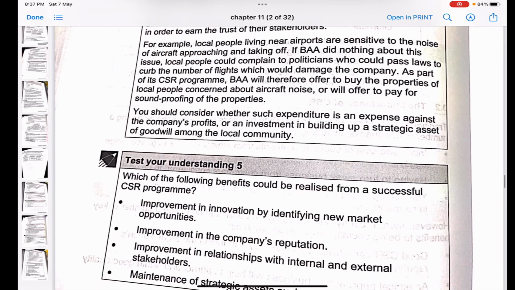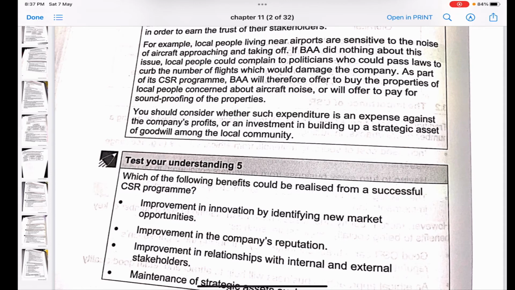So what are the solutions in such a situation? What should BAA PLC do? For example, local people living near airports are sensitive to the noise of aircraft approaching and taking off. If BAA did nothing about this issue, local people could complain to politicians, who could pass laws to curb the number of flights, which would damage the company.